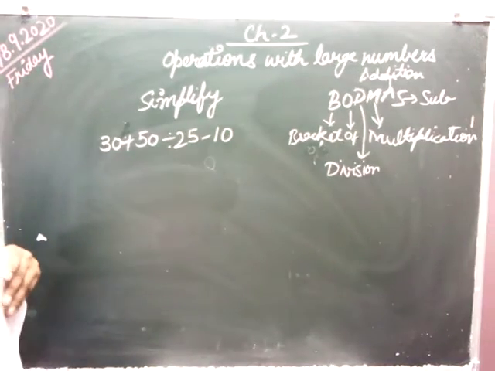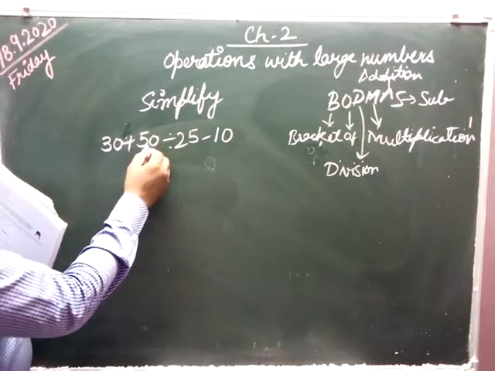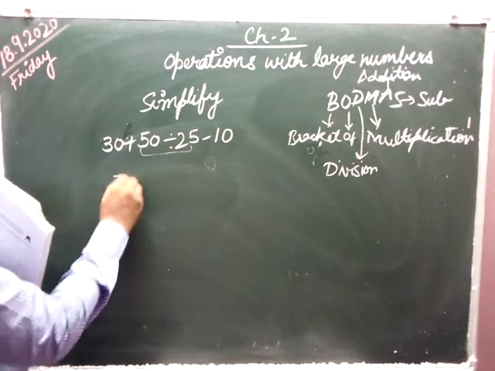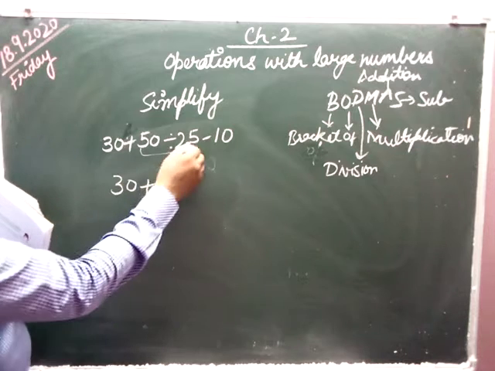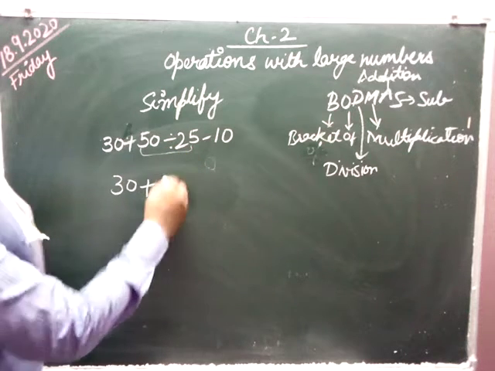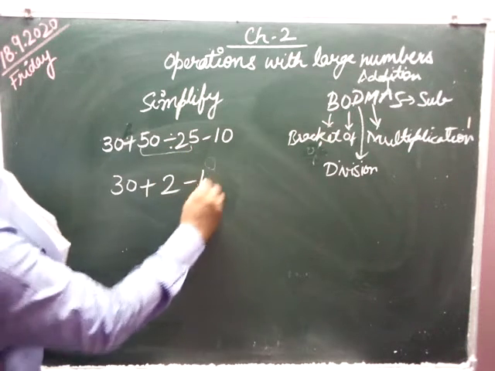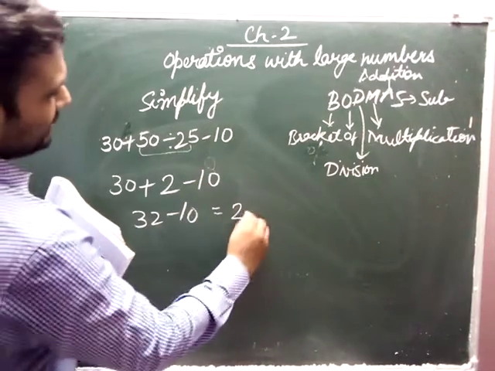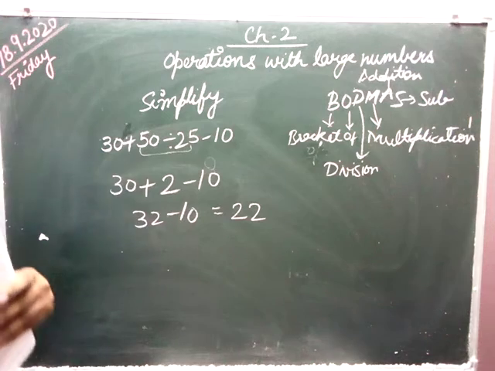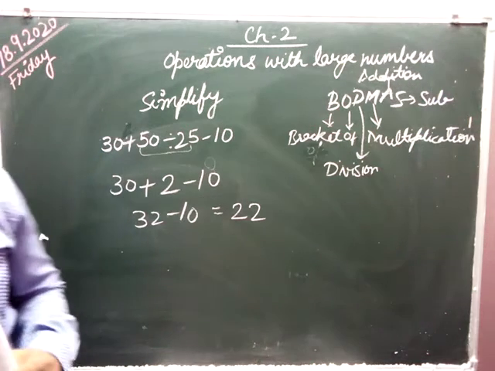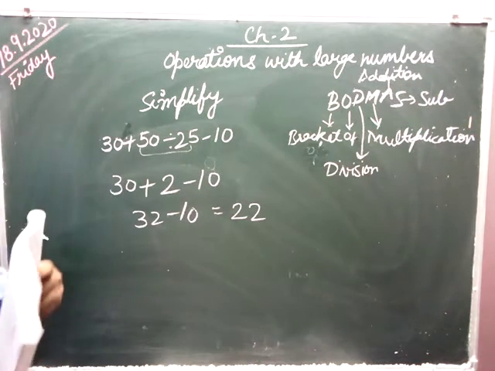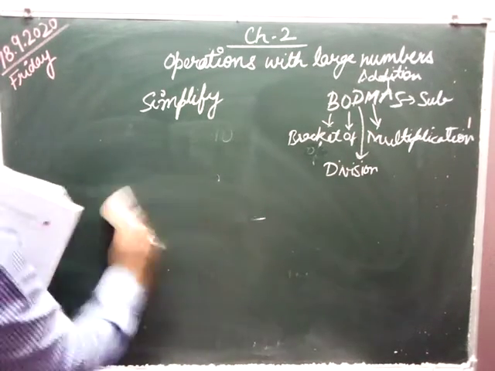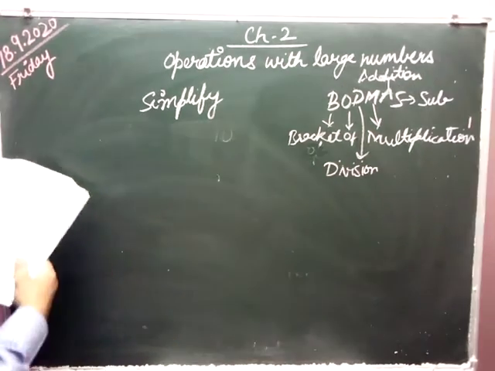First what we have to do? We have to solve this division. 50 divided by 25, so we get the answer 2. 30 plus 2 minus 10. 32 minus 10, we got the answer 22. In this way we can do this type of simplification. Now we will take some more examples so you can easily understand the simplification.